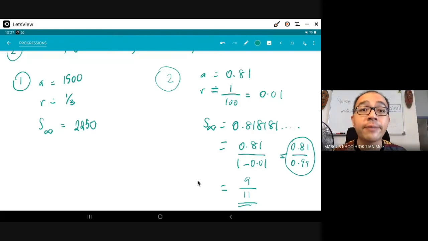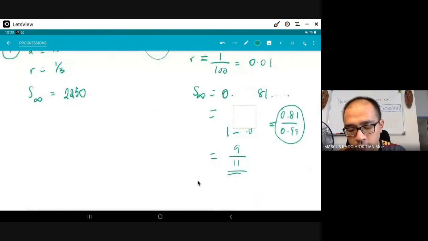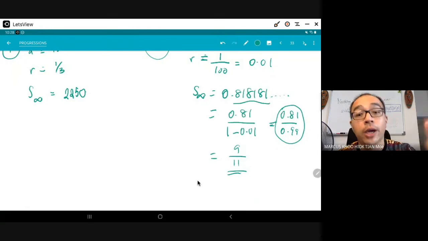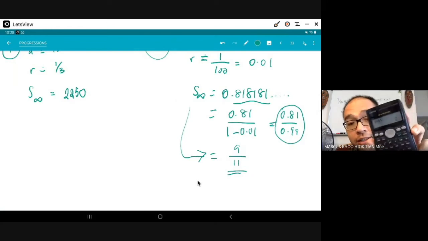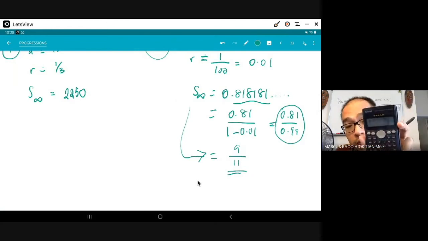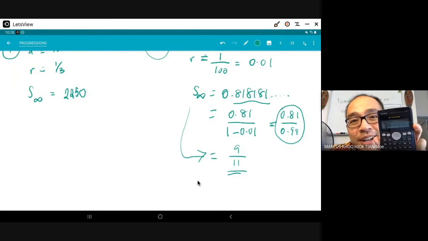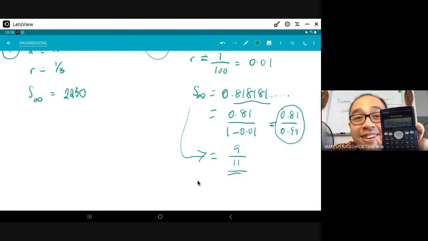This especially happens if your sum to infinity is this kind of number, 0.81818181. Then the answer is better to be in fraction, 9 over 11. And interestingly, if you press 9 divided by 11 on your calculator, you will get the same answer, 0.81818181. Interesting, I think it's very interesting.